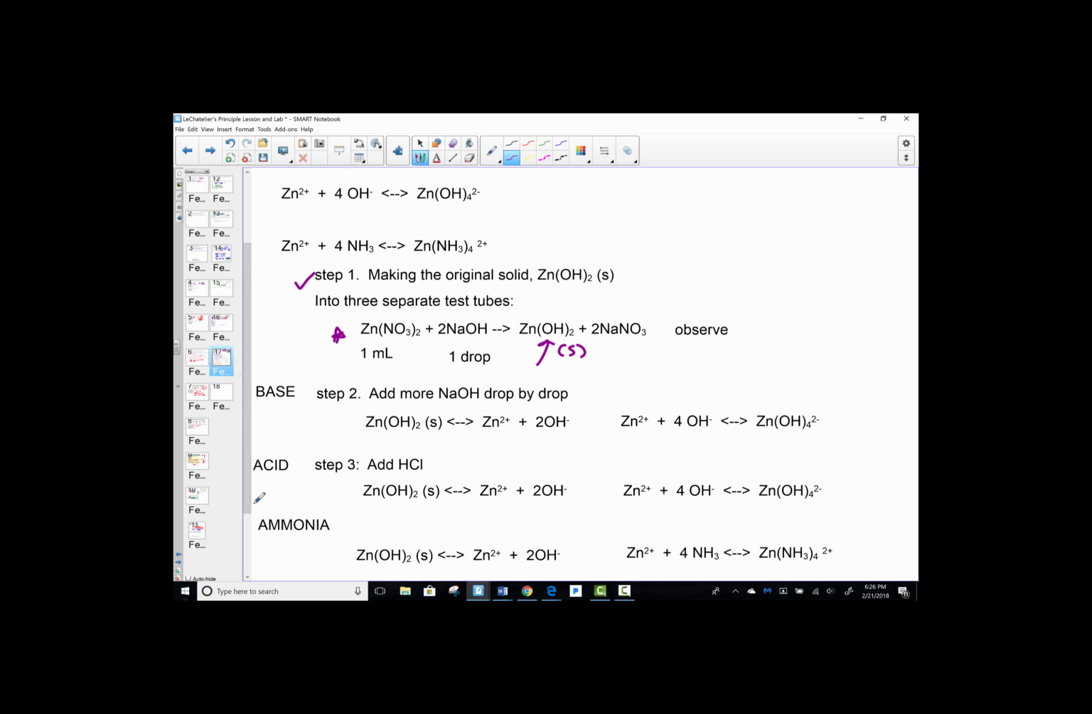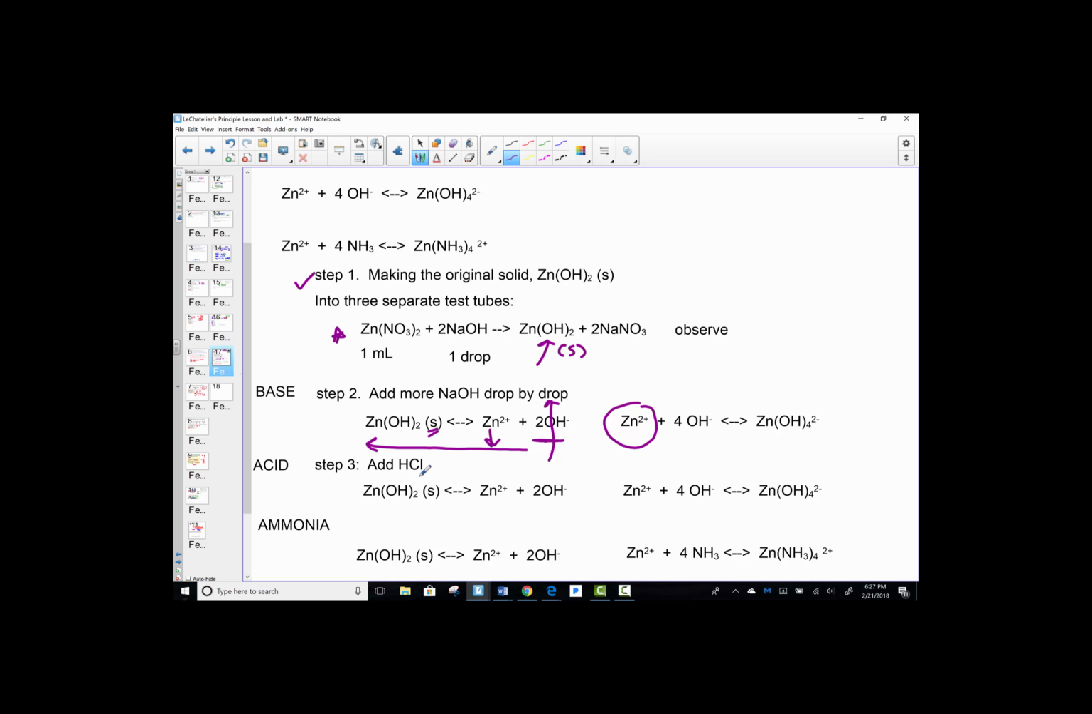Next thing you do, to one of the three test tubes you just made, you're going to add sodium hydroxide. Add it drop by drop until you see something. And remember, the equilibrium we're studying contains a hydroxide ion. By adding more hydroxide, you're actually going to consume the zinc. And that makes sense because we're going to shift back this way, and if we shift this way, the zinc gets consumed. You should see it go back to more solid.